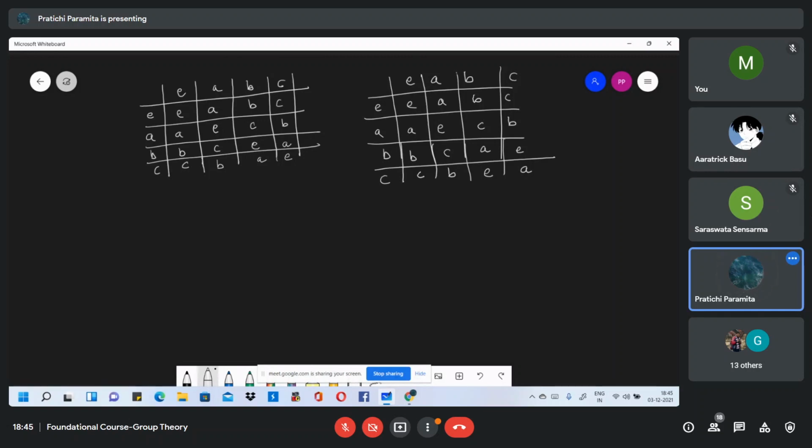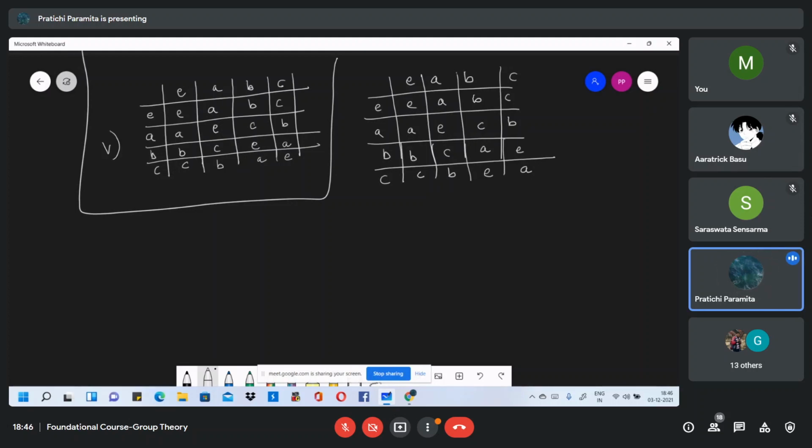So if I go ahead, I can see that for groups of order 4, there is not just one group. There are multiple groups. But we are going to talk about this table over here. This is nothing but B, if you can see.